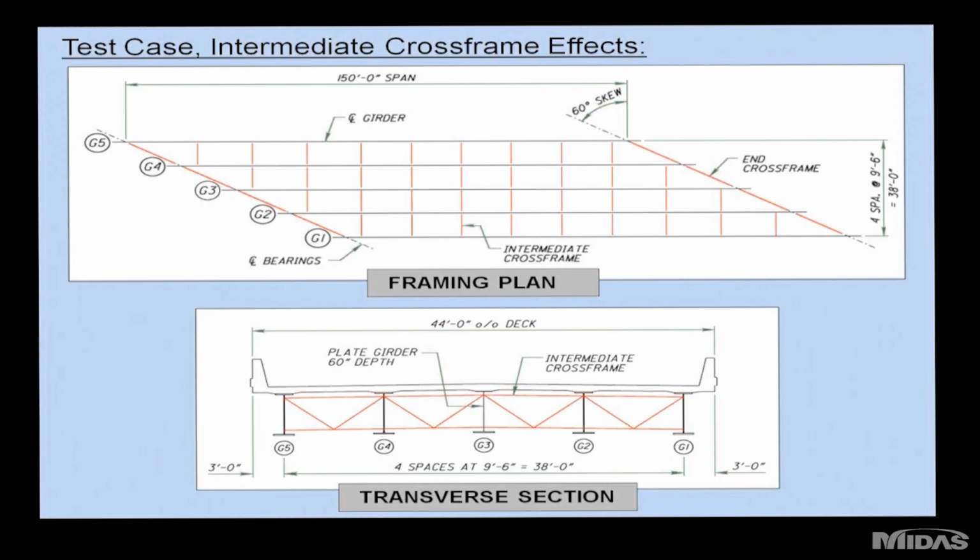Starting off with the intermediate cross-frame effects, this is a test case we use to illustrate what those are. This is a simple span structure with a 150-foot span and a 60-degree skew. There are 5 girder lines spaced at 9'6" on center. Note that the intermediate cross frames are perpendicular to the girders and the end cross frames are skewed, which is the typical configuration for this kind of bridge.